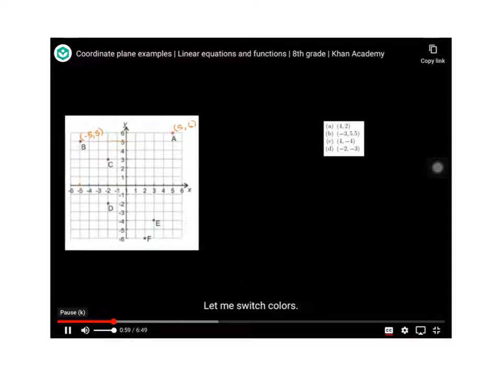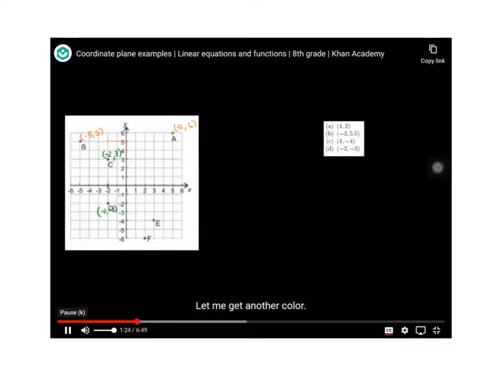Let me switch colors. C. I think you're getting the hang of this. Let's do the y-coordinate first. The y-coordinate is 3. You see that right there. And then the x-coordinate is negative 2. You always put the x-coordinate first. That's just the convention we use. D. X-coordinate, negative 2. You see that right there. Y-coordinate, negative 2 as well.